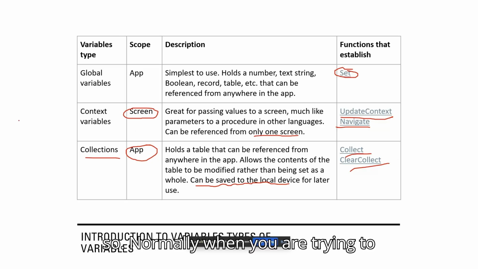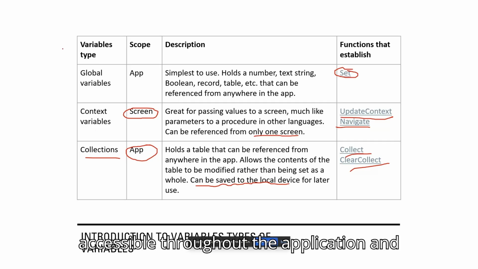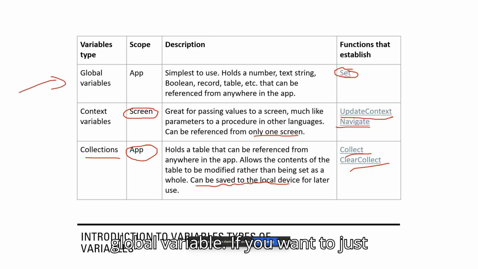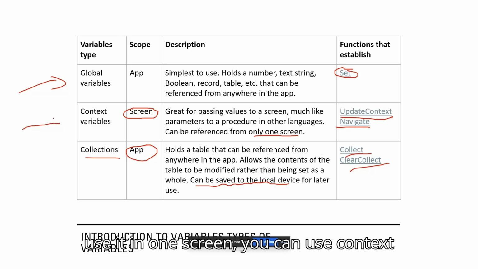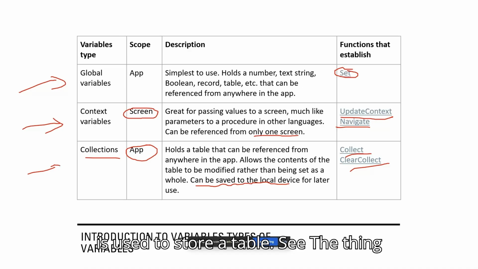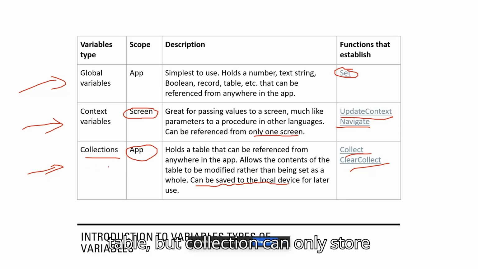So, normally when you are trying to store a variable that needs to be accessible throughout the application and not just a screen, you will have to use global variable. If you want to just use it in one screen, you can use context variable. Okay, and collection is used to store a table. See, the thing is, global variable can also store a table, but collection can only store table. It cannot store any other data type.